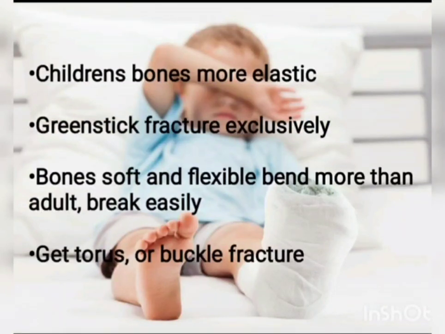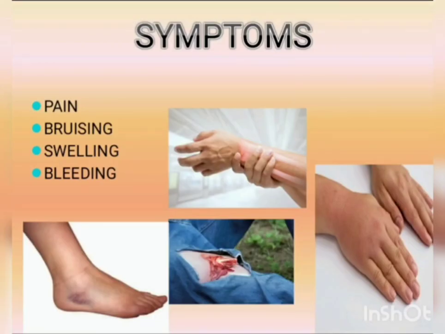Children's bones are more elastic, so fractures tend to be different. A greenstick fracture occurs almost exclusively in children. This occurs because children's bones are soft and flexible and able to bend more than adult bone, so they can break easily. Children are also more likely to get torus or buckle fractures, in which the bone buckles rather than breaks. Depending on the fracture's location and severity, symptoms may include pain, bruising, swelling, and bleeding. The individual may be unable to put weight on the injury or move the area.